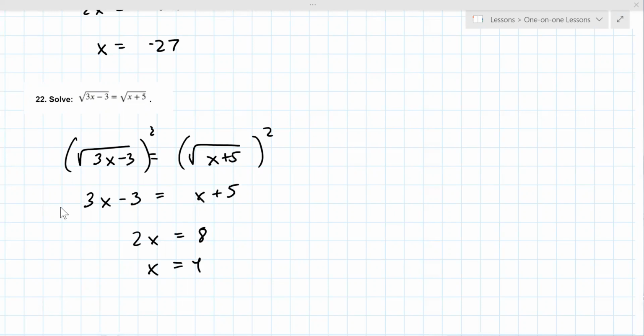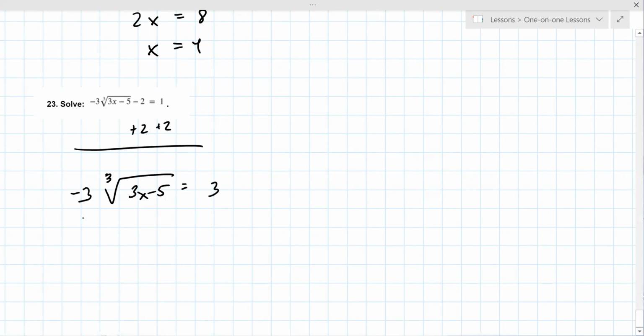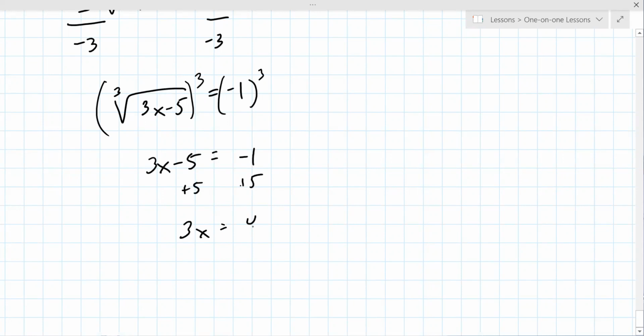So this one is kind of like 21, where you have to isolate the root. In this case, it's a cube root. You have to know to add 2 to both sides first. So you get the cube root of 3x minus 5 equals 3. Then you still have this negative 3 out in front, so you divide both sides by negative 3. So you get the cube root of 3x minus 5 equals negative 1. And now you cube both sides. So you get 3x minus 5 equals negative 1. Add 5 to both sides. 3x equals 4. x equals 4/3.